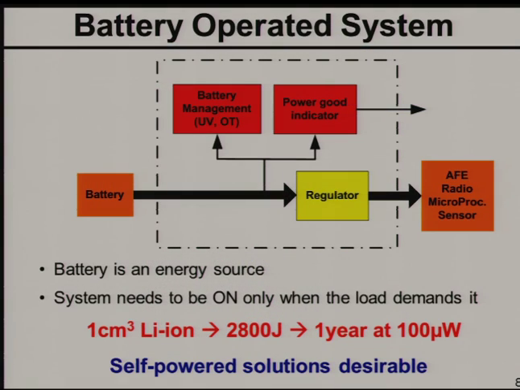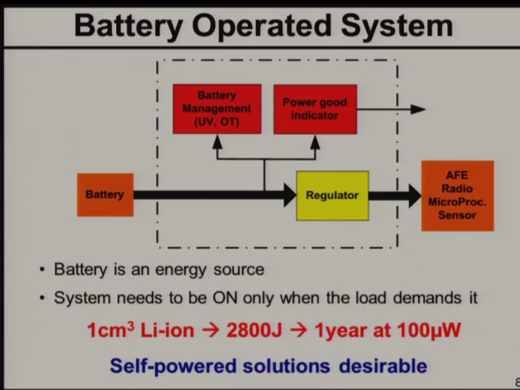Before jumping into self-powered systems, let's look at how a typical battery-operated system looks from the power delivery point of view. We've got the battery, and we've got the load circuits: the AFE, the radio, the microprocessor, and the sensor. Each of these may be operating from a different voltage rail, and all of them are powered from the battery. The regulator converts the voltage from the battery onto the load circuits. There may be multiple of them, or they could be sharing.